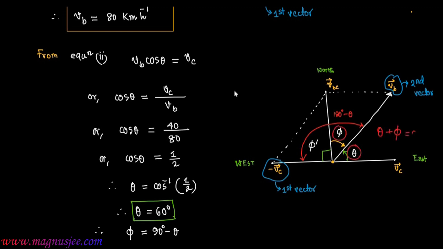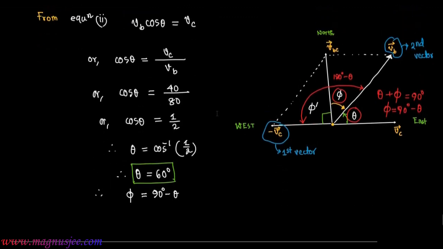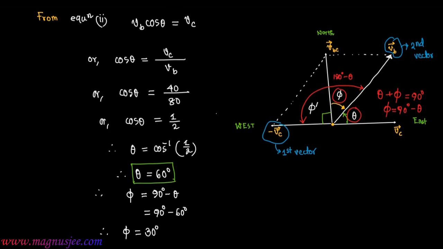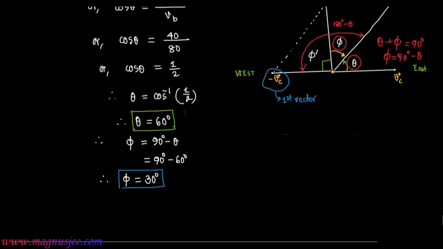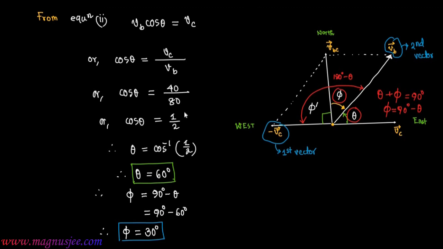Theta plus phi is equal to 90 degree, and phi is 90 degree minus theta. So phi is equal to 90 degree minus theta, which is 90 degree minus 60 degree. So finally we get phi as 30 degree. Phi is the angle between vector VB and vector VBC. Phi is equal to 30 degree. That is the angle of direction of VB with respect to VBC.